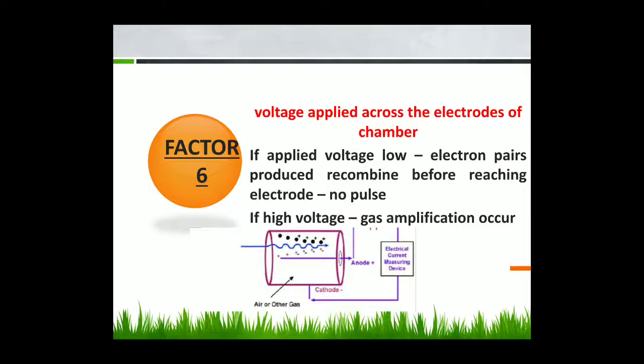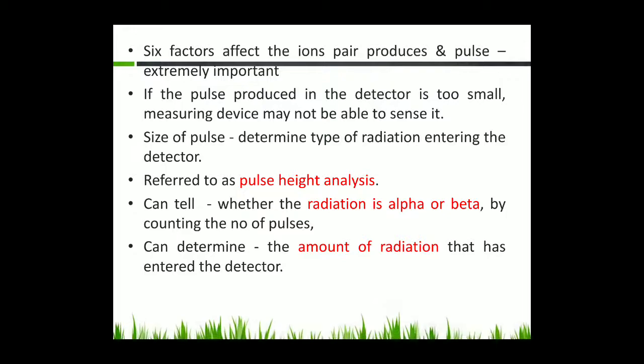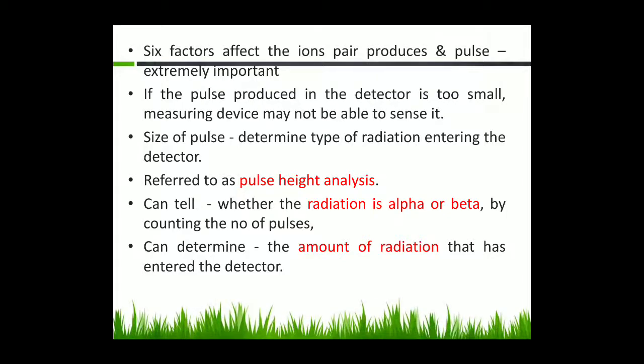If the voltage is high, then gas amplification will occur. So what is gas amplification? Gas amplification is the production of secondary ionization by the initial ions produced by the incident radiation. The voltage should be high enough so that electrons are accelerated towards the electrodes. If electrons gain enough energy, they will start to produce ionization themselves, which could result in an avalanche effect. So these 6 factors will affect the ion pair production and the size of the pulse.